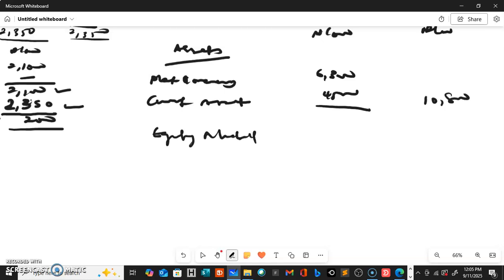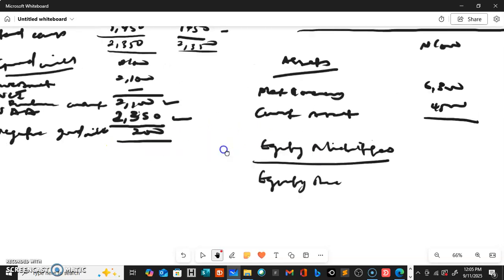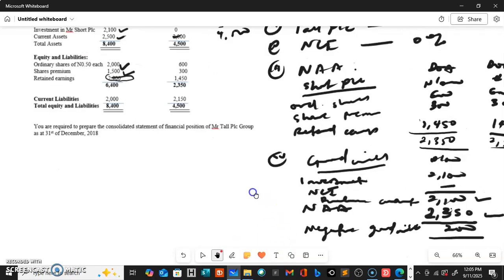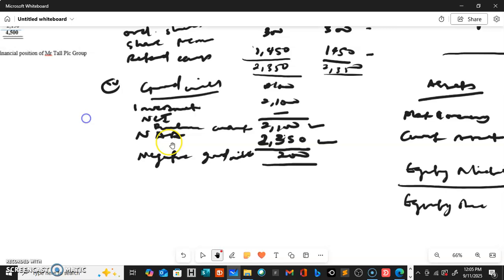Equity and liabilities. So let us go ahead and prepare the equity and liabilities. The equity share of the parent company only, that's what we're going to consider. What's the equity share for the parent company? The parent company has 2,000 equity share. We consider this too, and we are going to revise the retained earnings because we have done the calculation here to determine the retained earnings. So we have the retained earnings that we've calculated.